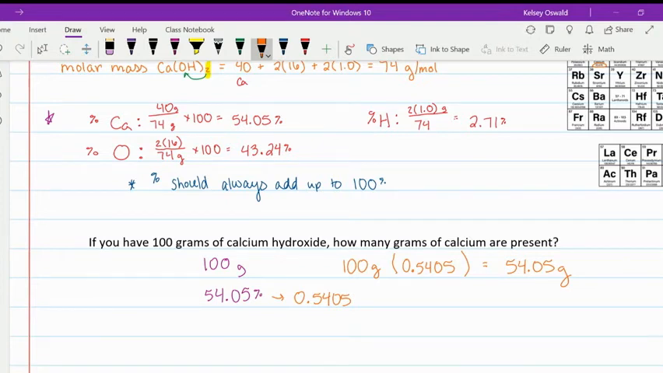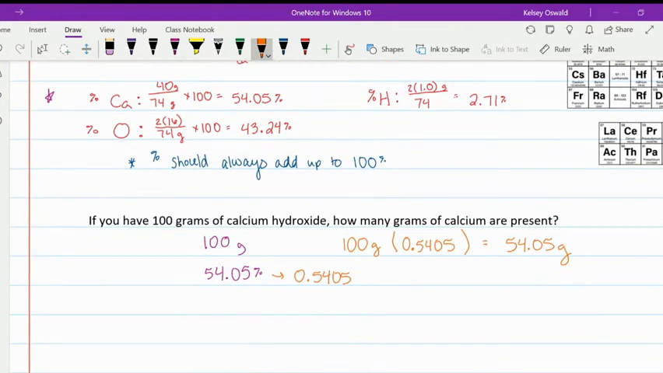We could follow that same process if we had 50 grams of calcium hydroxide, 20 grams of calcium hydroxide, however much we have in front of us. But no matter how much we actually have in front of us, your percent composition is always going to be the same. Whether we have 100 grams, 2 grams, or 1,000 grams, our percent composition is always the same.